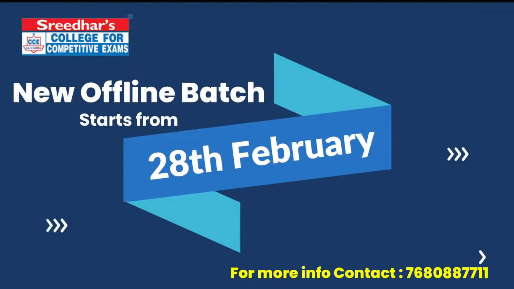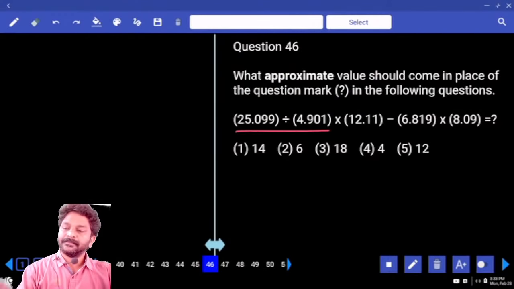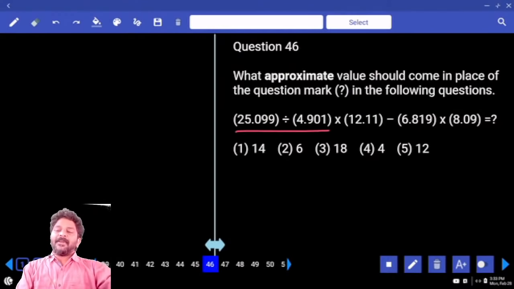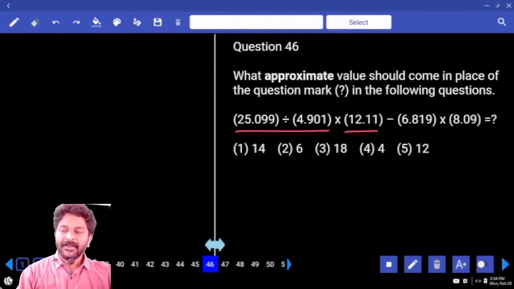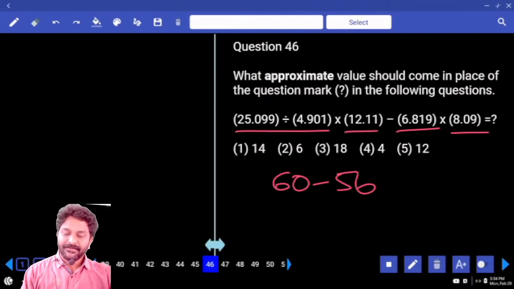Right, 46 onwards. Approximations, come on. 25 by 5. 5 into 12 minus. This can be treated as 7. 7 into 8. Answer, fourth option.